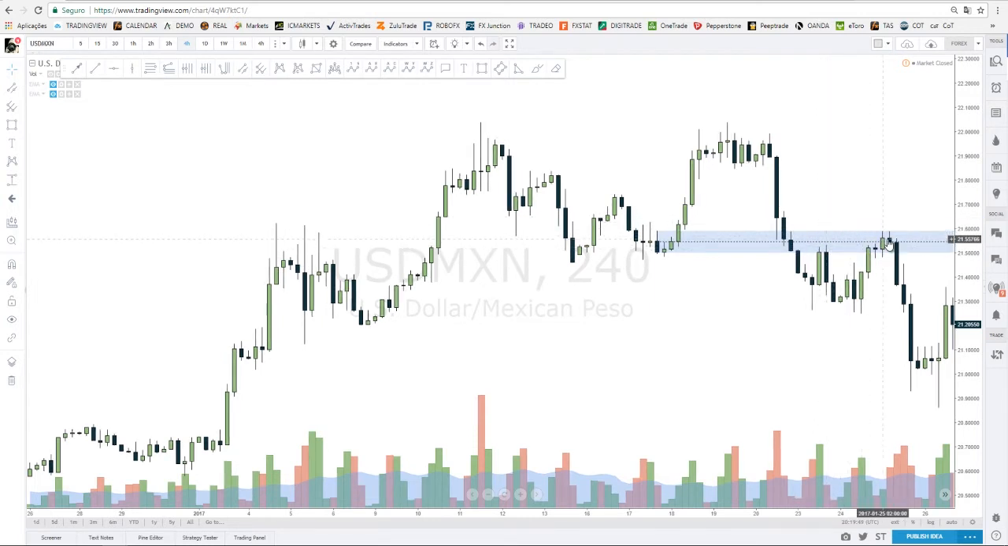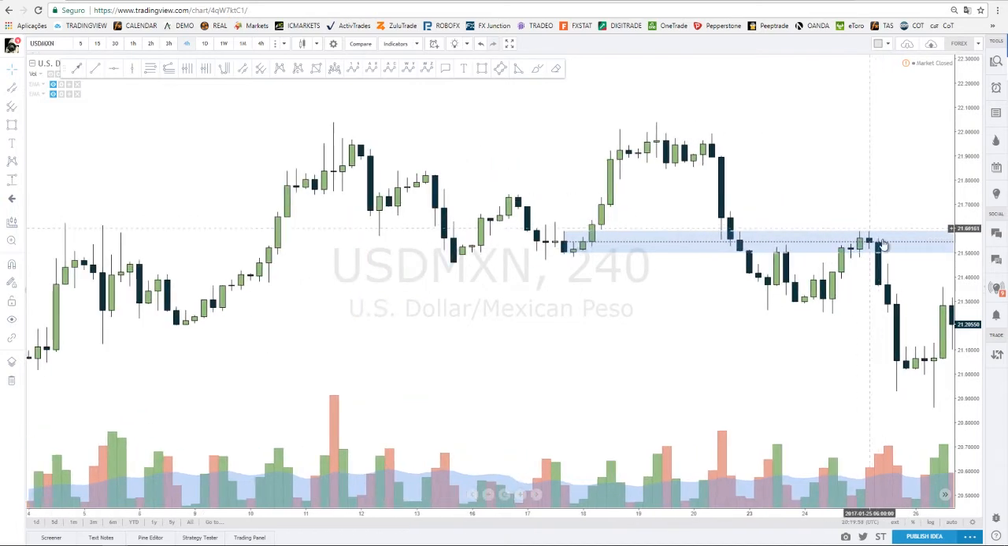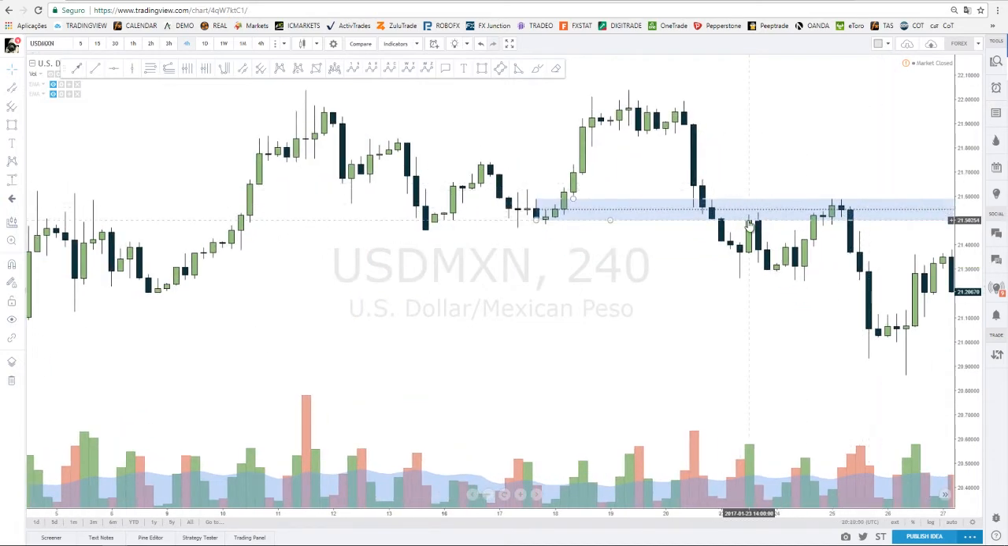You could have entered there or there. But if you're really looking for the order block to get hit, you need to wait for it to get hit. But I would have entered this here.